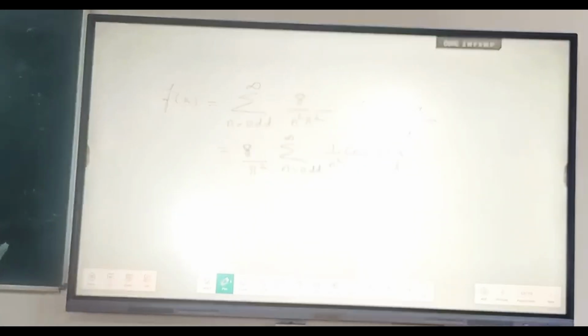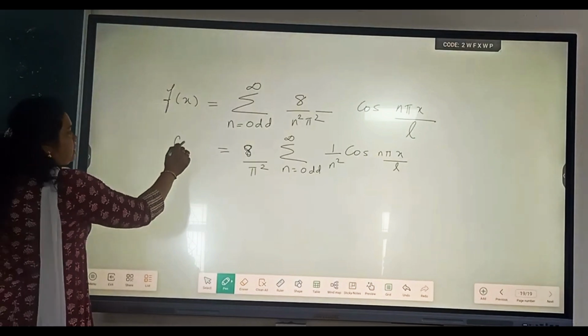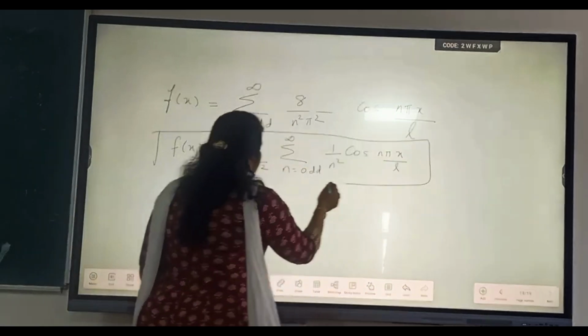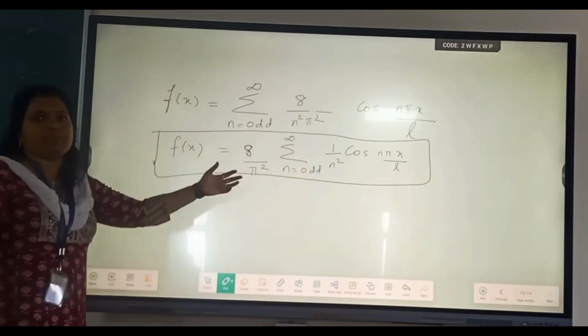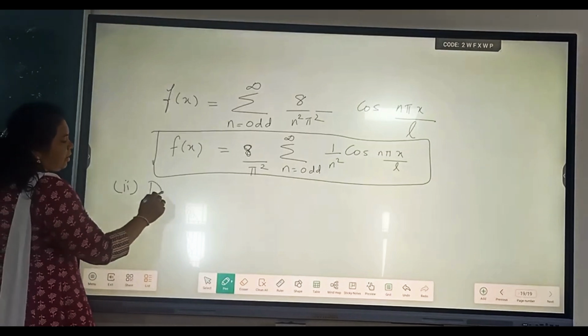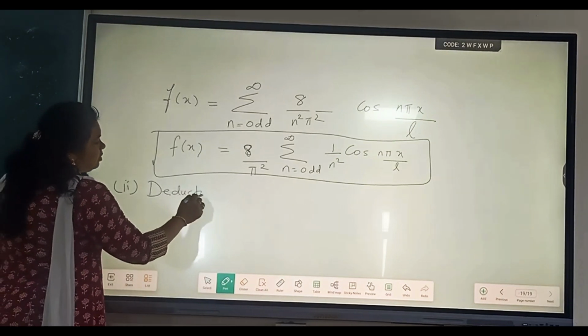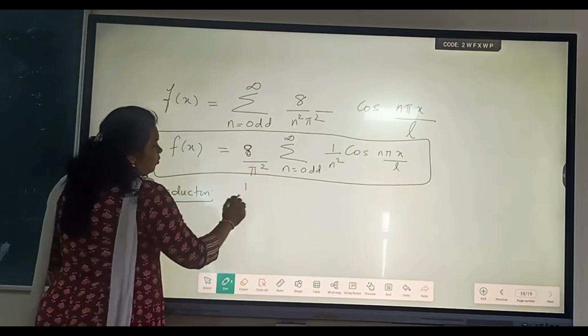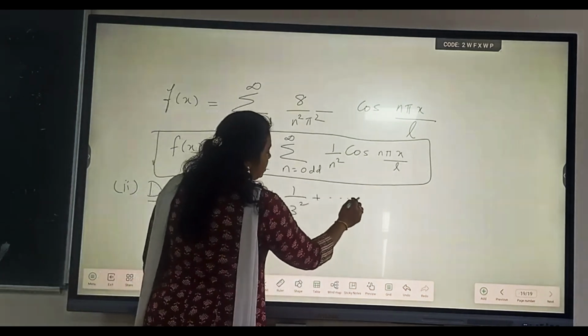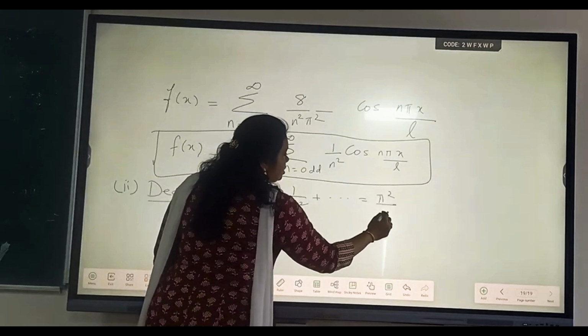Okay. So this is our expansion. Sorry, we got our expansion. Second one, we have to try the deduction part. What is the deduction part? 1 by 1 square, 1 by 3 square, etc. is equal to pi square by 8.